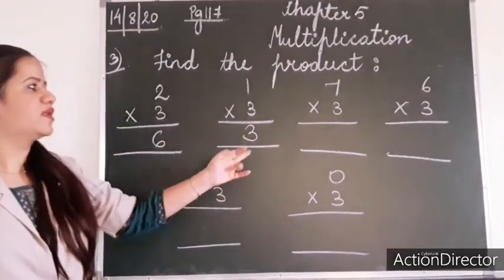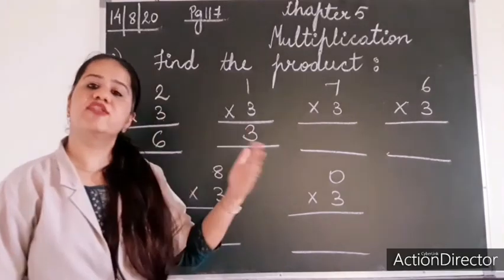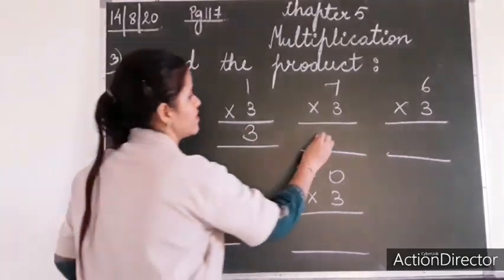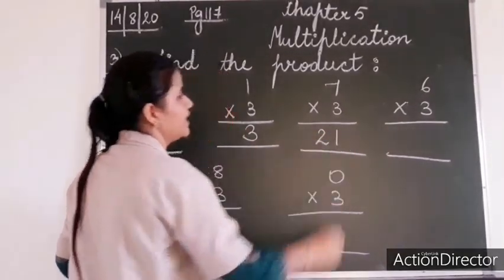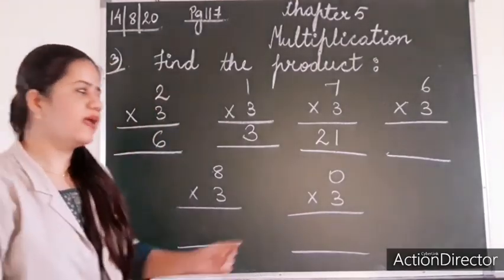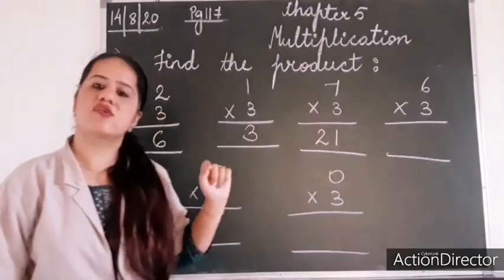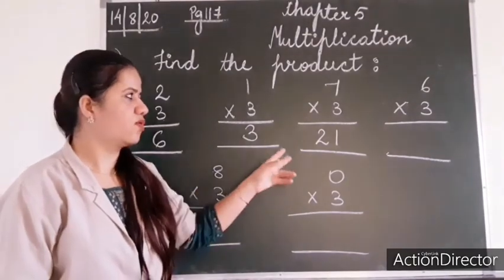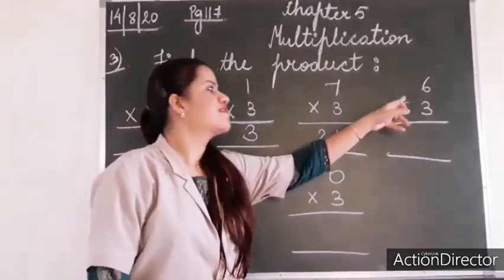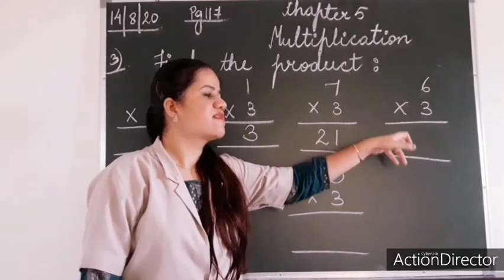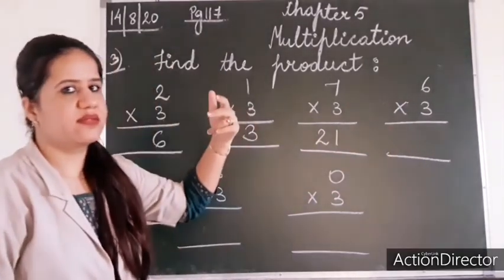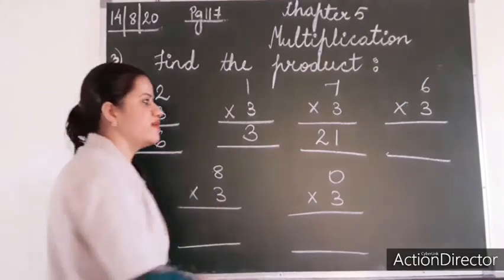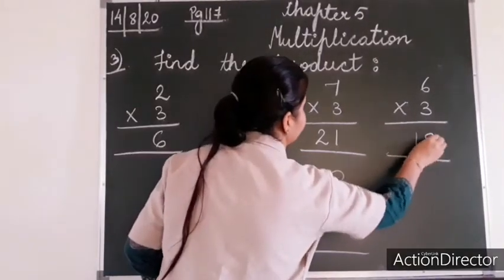Okay, now come to the third one, that is 7 threes. So 7 threes is also 21. Okay, and 3 sevens is also 21. Got it? Okay. Then 6 threes. 6 threes and 3 sixes, same answer. The answer is 18.